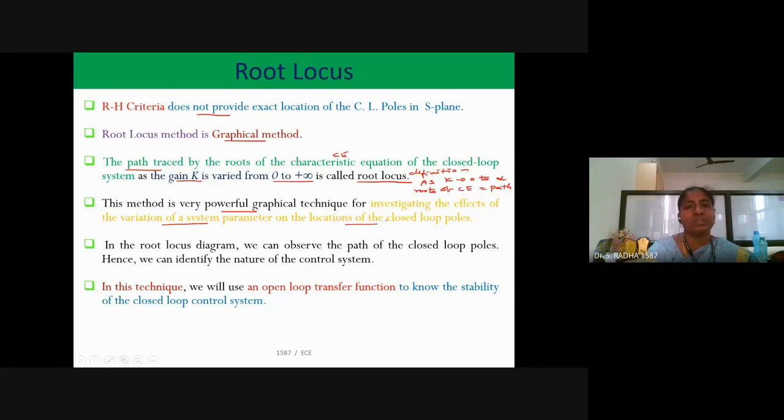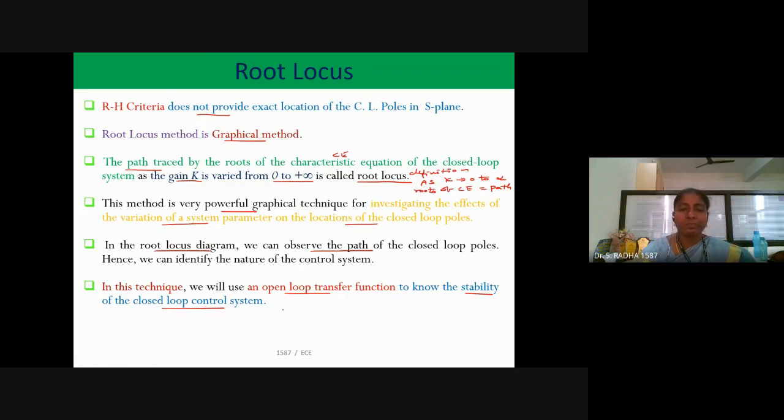This is a graphical method which will tell the variation of the system parameter, which is nothing but the k value, based on the location of the closed loop poles. Next, we can also observe the path of the closed loop poles, which is called the root locus diagram. And in this technique, we will use the open loop transfer function, but we will tell the stability of the closed loop control system.